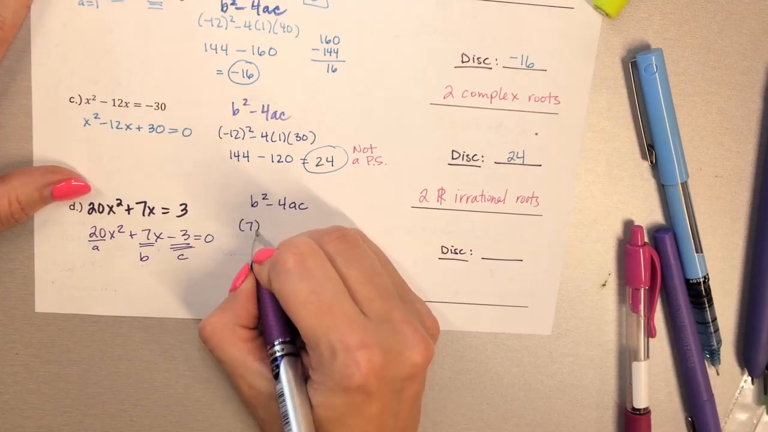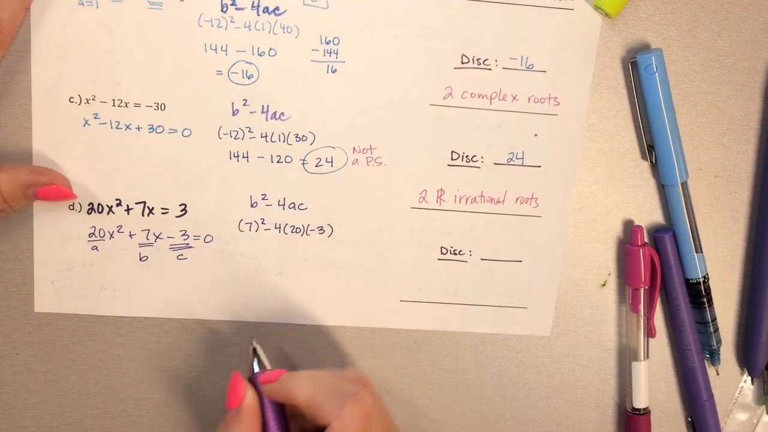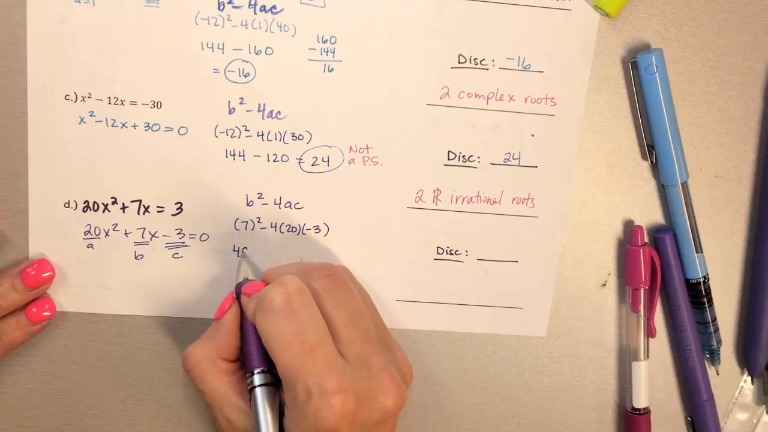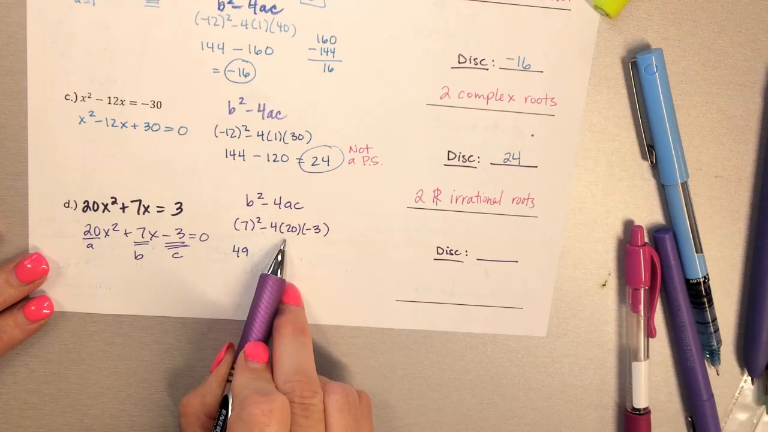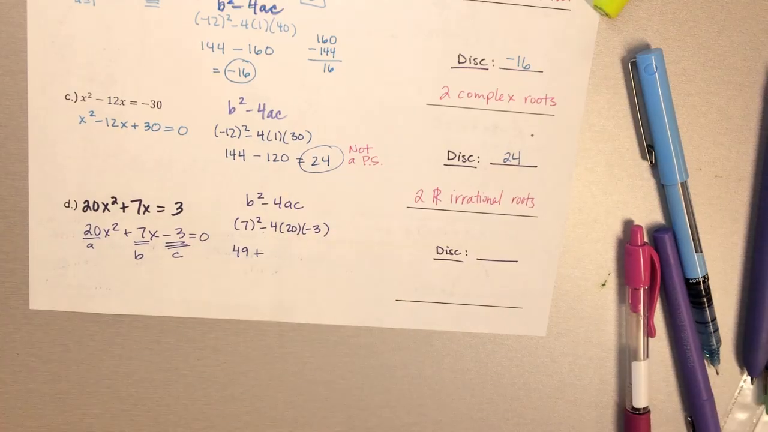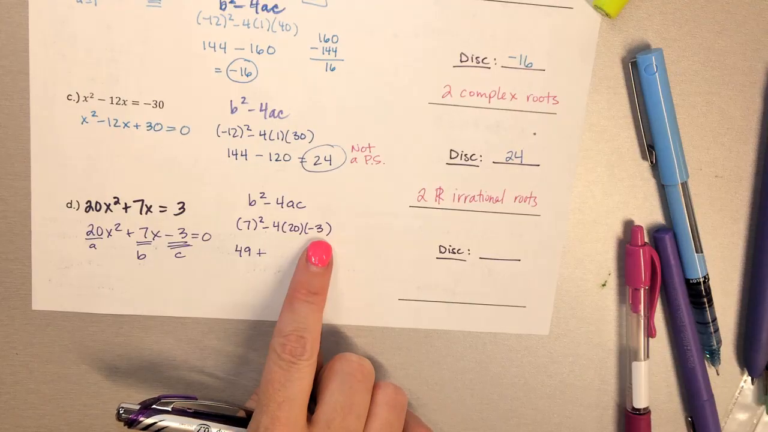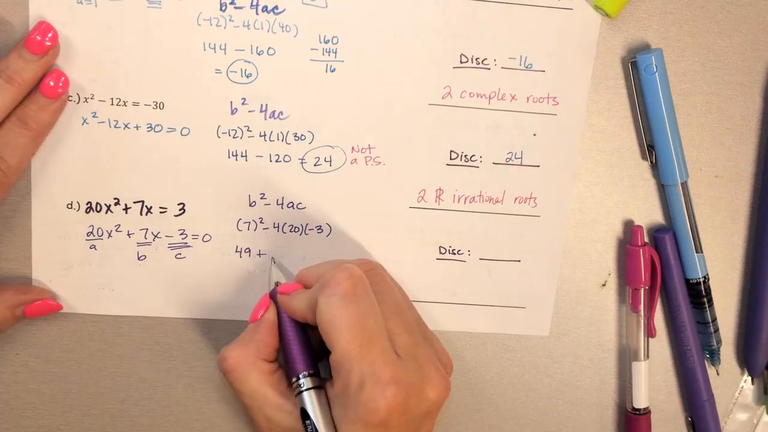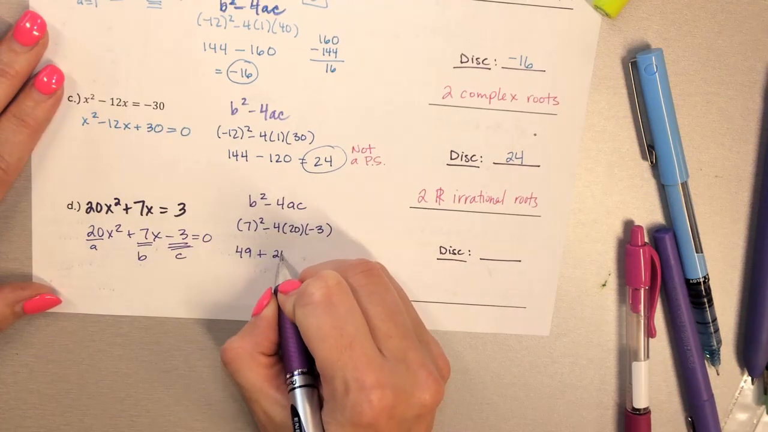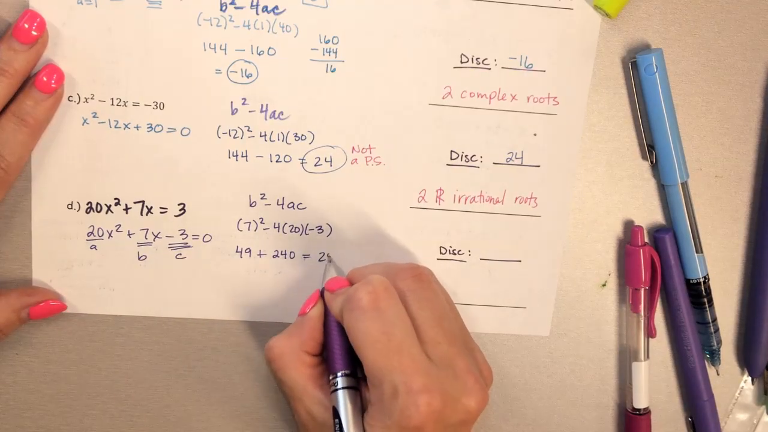Okay, so you have 7 squared minus 4AC. Now, we know 7 squared, 49. Do you see here you have a negative times a positive? So that means this is going to be plus, positive. And then what's 4 times 3? 12. So that's going to be 12 times 20. So what's 12 times 2? 24. So it's just 240. Okay, 240 and 49 is 289.